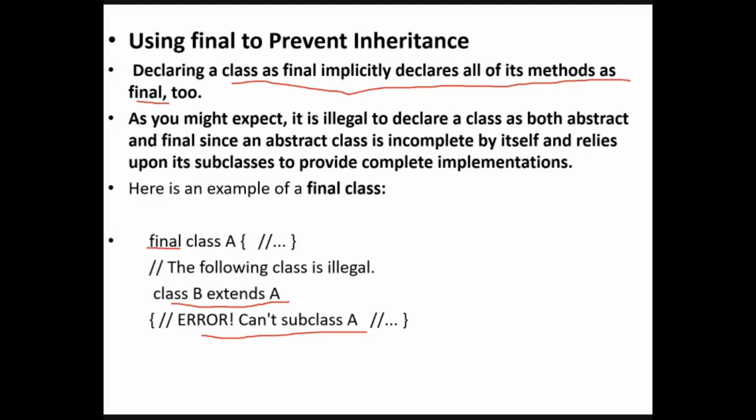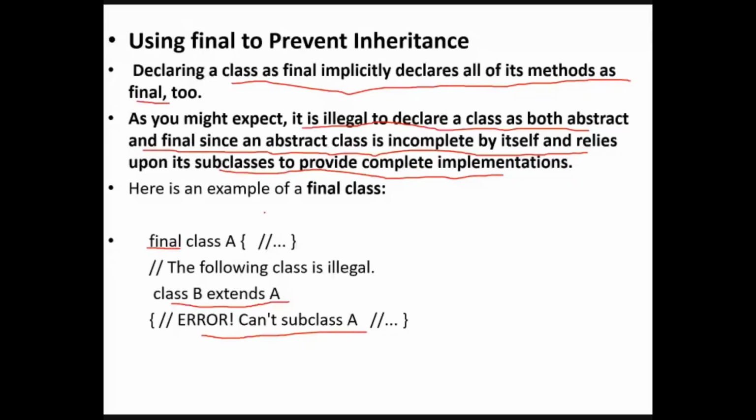As you might expect, it is illegal to declare a class as both abstract and final, since an abstract class is incomplete by itself and relies upon its subclass to provide a complete implementation. So if you make any class final, all the methods within that class are final by default.